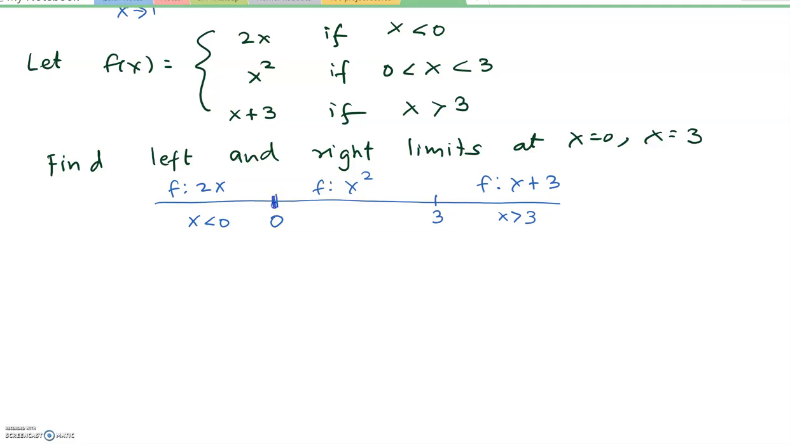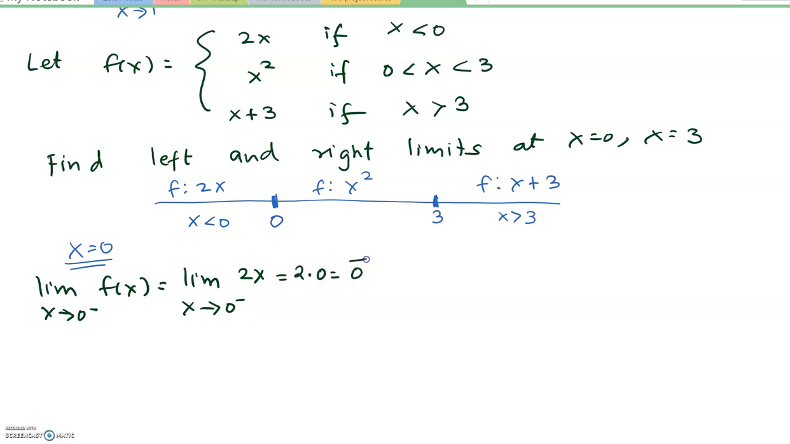So we're going to identify the limit at 0 and the limit at x equal to 3. First let's focus on 0. The left limit, limit x goes to 0 minus f of x, means x approaches 0 from the left side. On the left side of 0, the rule is 2x. So we replace f of x by 2x, x goes to 0 minus, and use the plug-in technique. We plug in 0 for x, and 2 times 0 is 0.